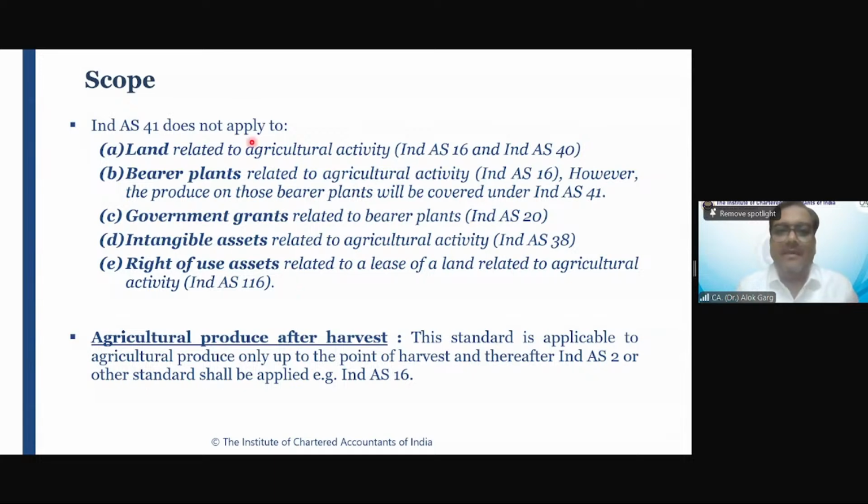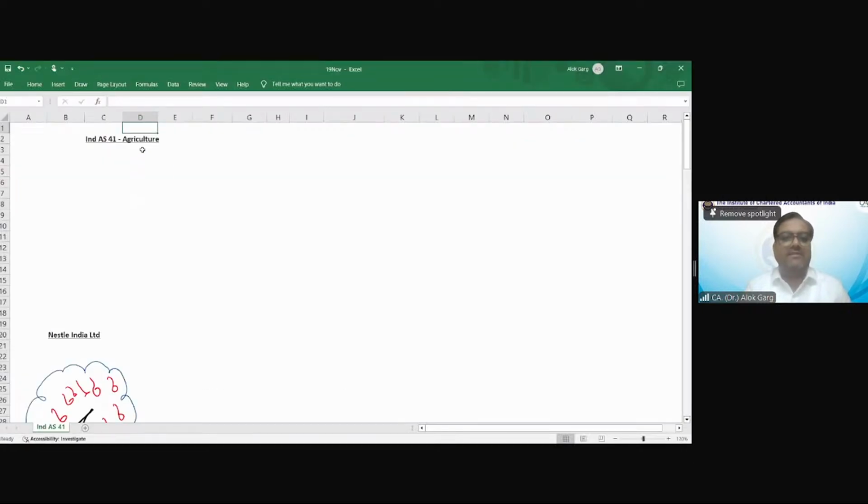Clear? Yes, sir. Okay. So let me take you to the Excel file. Please confirm if my Excel file is visible. Okay. And let me put some part of agriculture produce. Then I'll again come back to the theory. I hope my Excel file is visible to everyone.